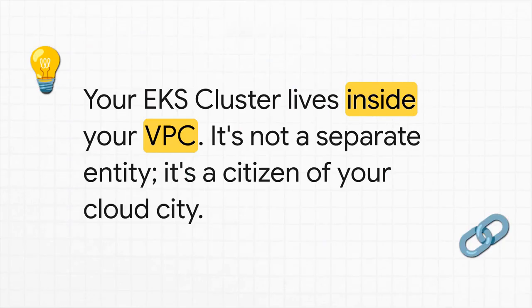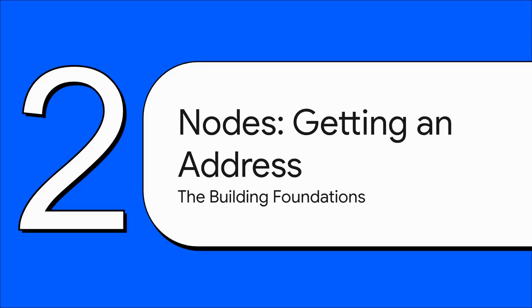And this right here is probably the most important concept to get your head around. Your EKS cluster isn't some separate island floating off in the distance. No, it lives inside your VPC. That means it's using your subnets, it's taking up your IP addresses, and it has to follow your security rules. It is a full-blown citizen of your cloud city, not just a tourist passing through. So the cluster is part of the city. Got it.